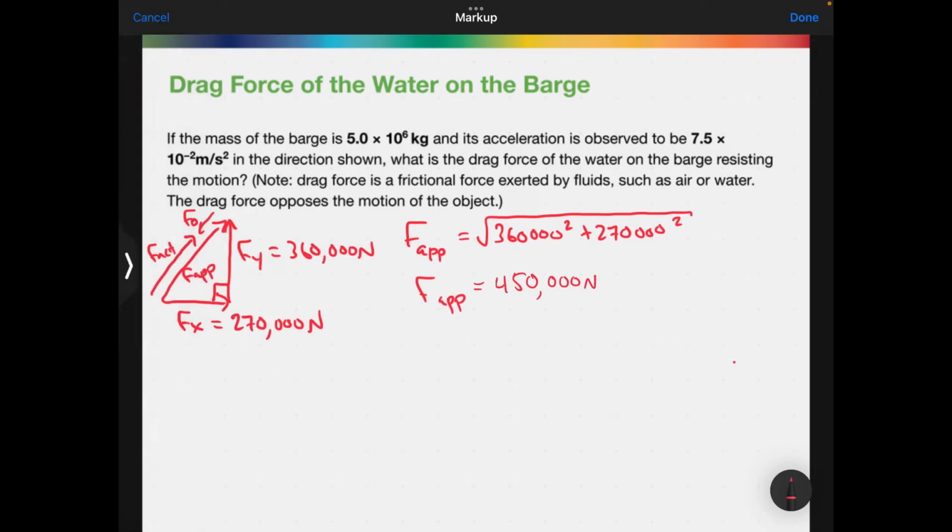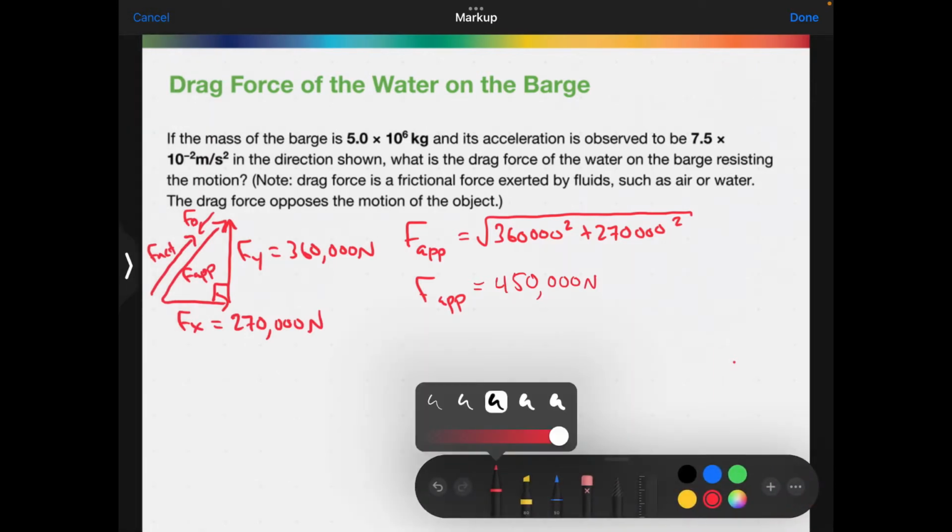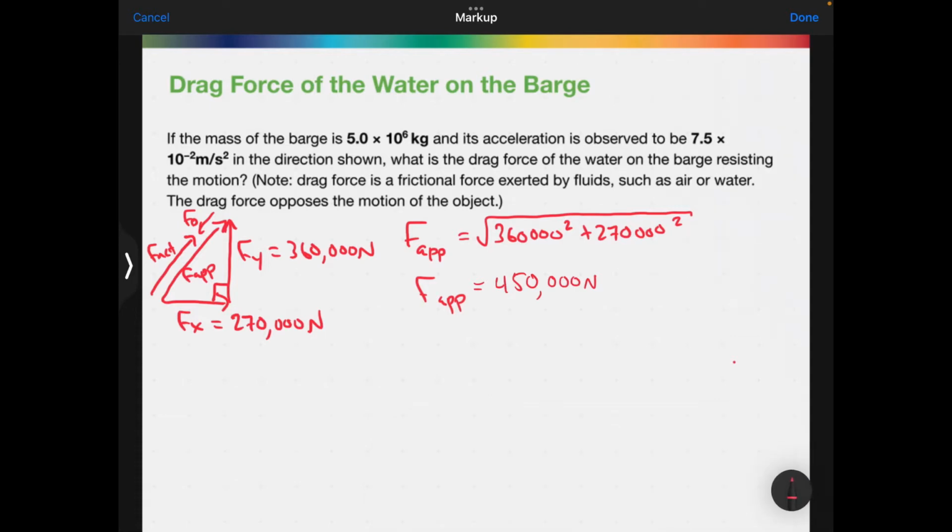newtons. Now, if you notice, we do have what is called a Pythagorean triple occurring here, and that's why it's such a perfect number. That's what happens with Pythagorean triples. They have perfect whole number sides to them. So we have that. Now we need to deal with the net force.